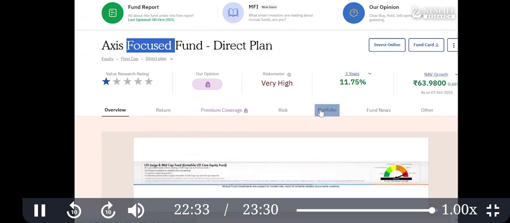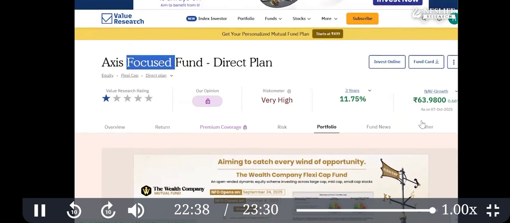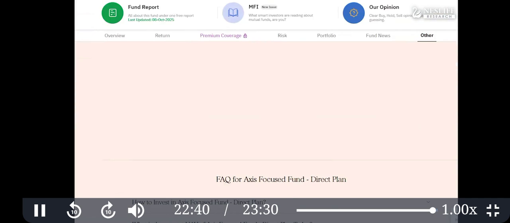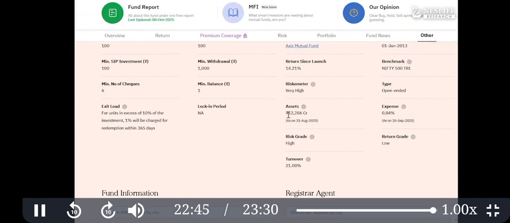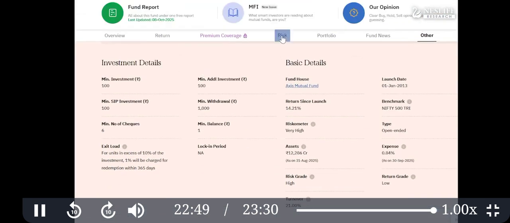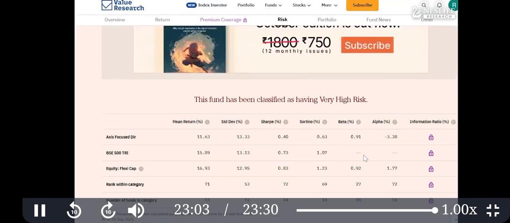That means it is not based on the market capitalization, but on strategy. Okay, then go to the portfolio, select, and you can find equity and debt. Then go to the other, then find the parameters of age, expense ratio, asset size, exit load, turnover, and then go to the risk stat and find it out. The Sharpe ratio, alpha. Now here alpha is negative, Sharpe ratio is less than 1. That means this fund we are not going to select. Okay, so up to here you can do the analysis.